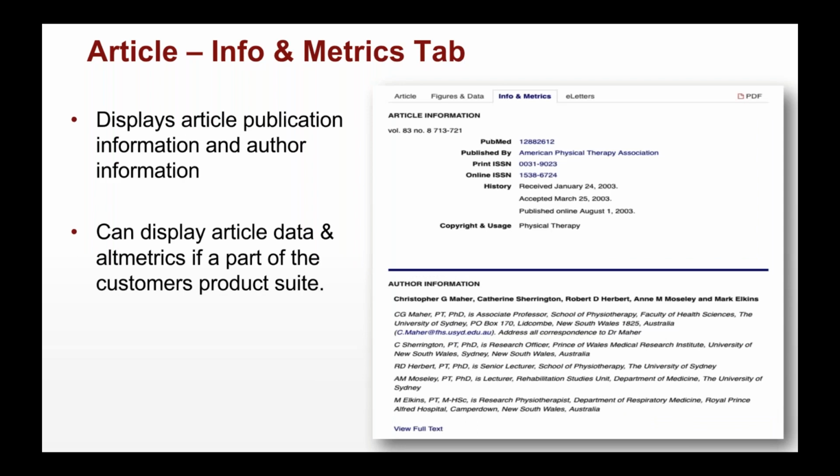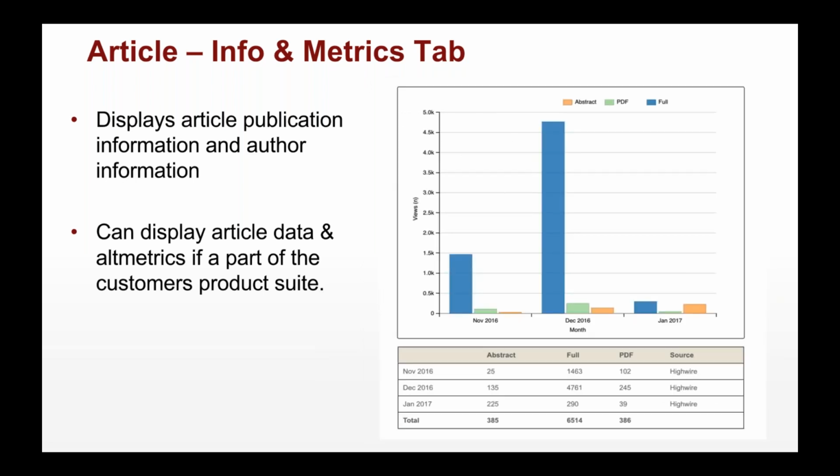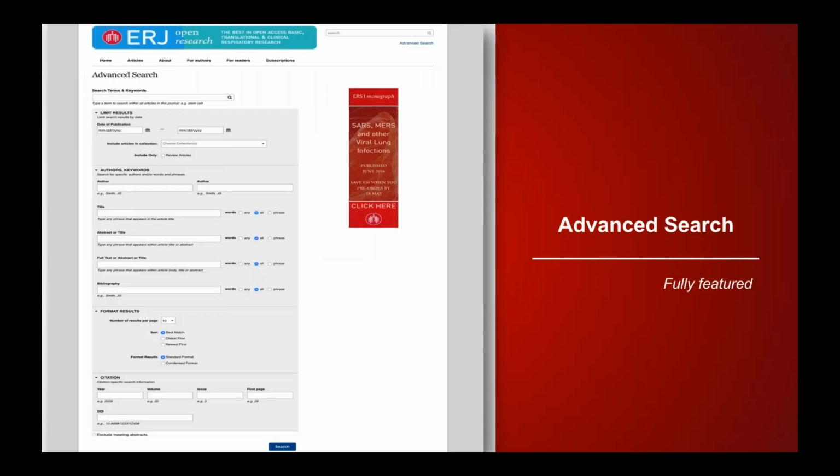Info and metrics, we have article publication information and author information, so print ISSN, different author affiliations. But we can also display download data and page view data. So we can do full text reads, and we have PDF downloads, as well as abstract views. And then we can chart that and show that off here. Also on this tab, we'll find one of our integrations for data. One of the big ones is Altmetric, so we'll show that here also.